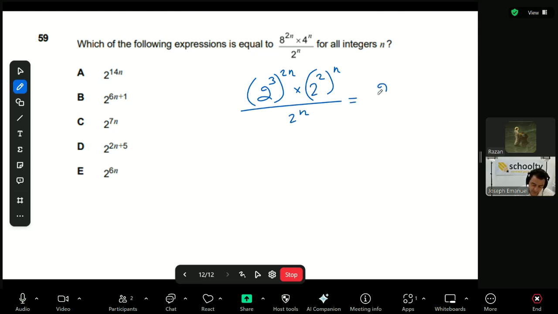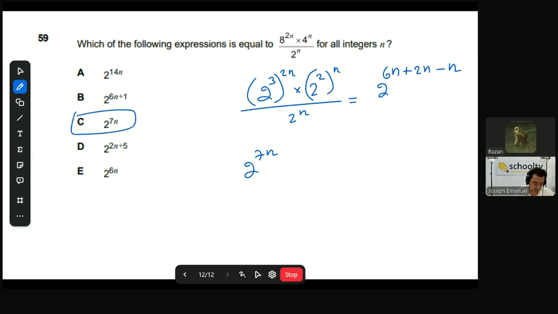So you have like 2 to the power of 6n plus 2n minus n from down, yeah? So 6 and 2 is like 8, minus 1, 7n. So I guess it's C. Yeah. Just check it to be sure. C. Okay. So that's it for today. Thank you very much. See you in the next lesson.